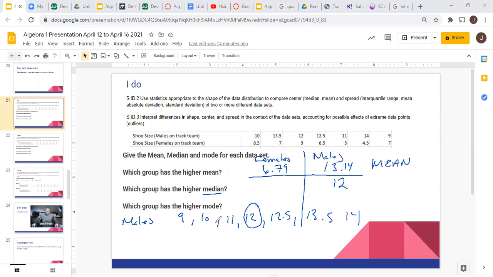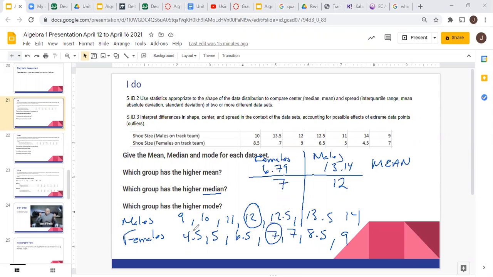All right, same thing for the ladies. If I do that for the females on that track team, they have shoe sizes of 4.5, 5, 6.5, 7, 7, 8.5, and 9. The one in the middle is this 7, so for the median here, we have a 7. In this case, you could see that the 4.5 is probably pulling the average down relative to the median. The average incorporates all the data, but an outlier skews the data a little bit to the left, or to the right. You see both examples there.